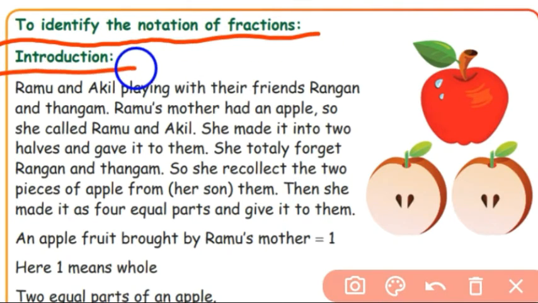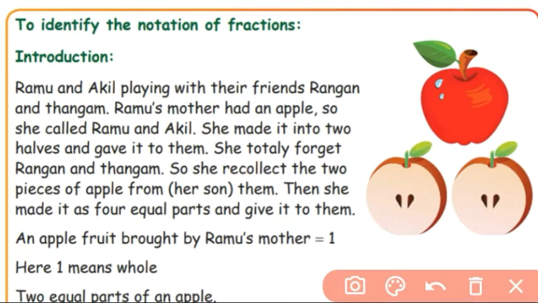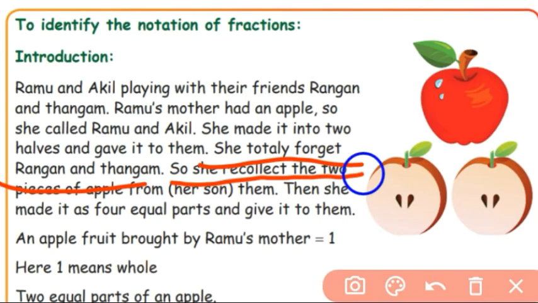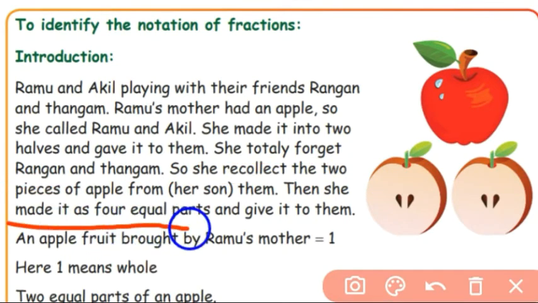See this introduction. Ramu and Agil are playing with their friends Rangan and Tangam. Ramu's mother had an apple, so she called Ramu and Agil. She made it into two halves and gave it to them. She totally forgot Rangan and Tangam, so she recollected the two pieces of apple from them. Then she made it into four equal parts and gave it to them.